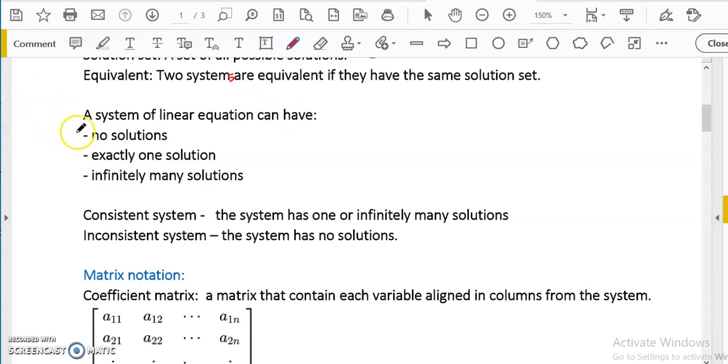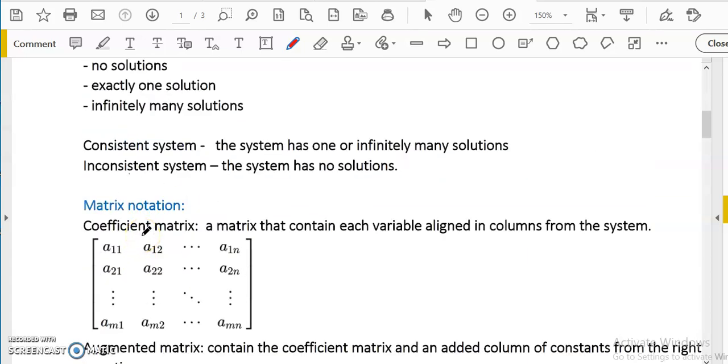Some more terms. What are the possible solutions? A system of equations can have no solutions. Later on we'll say that if it has no solution, it's inconsistent. And it could have one or many solutions. For either one or many, we call it a consistent system.